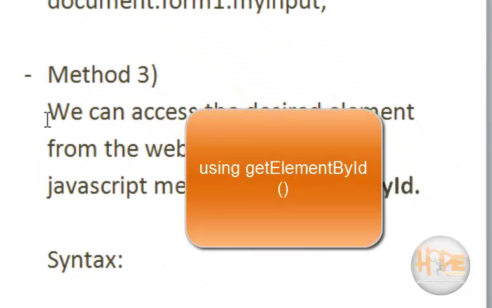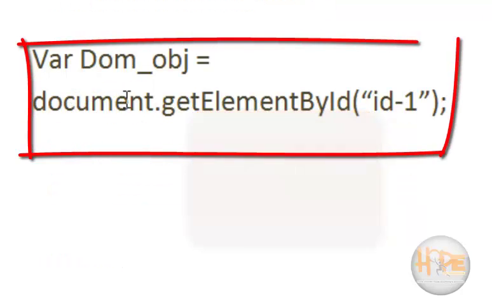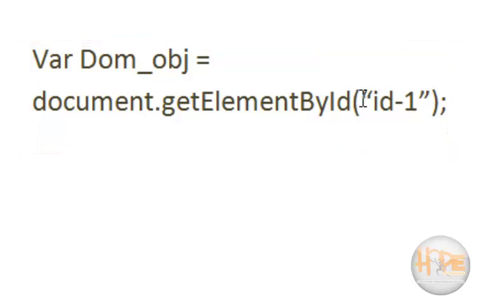We can access the desired element from the web document using the JavaScript method getElementById. This is the simple syntax: document dot method name getElementById, and in the parameter we should write the ID name of that particular element. Let's see the example.